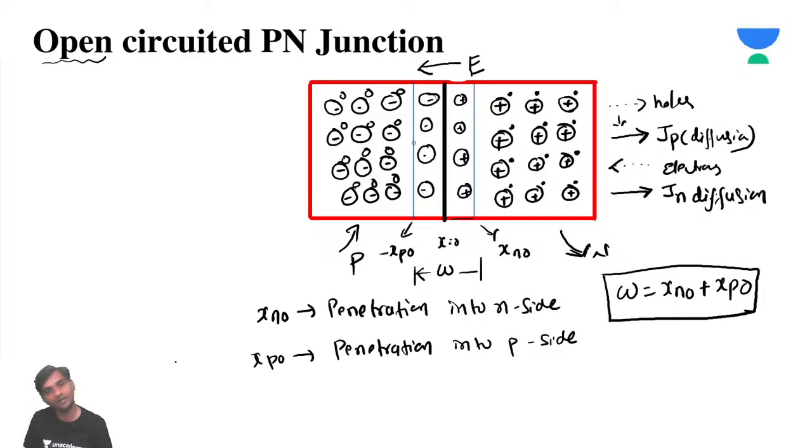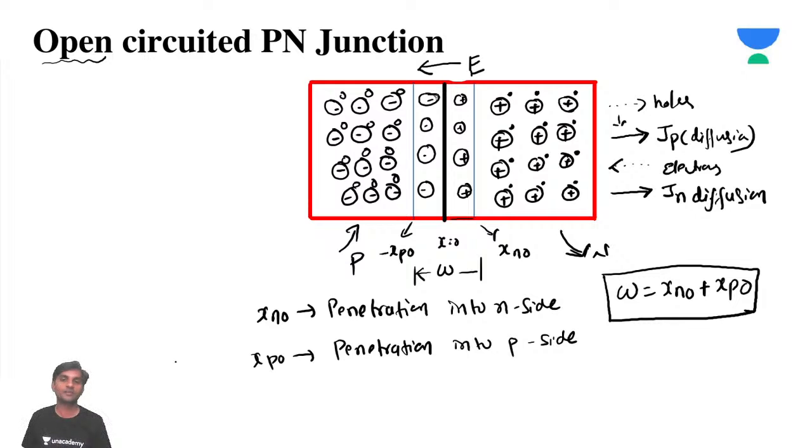So they will be attracted by the positive charge. Similarly, the minority charge carriers in the N region, the holes, will be attracted by the negative charges. So now what happens, sir? There exists another current called drift current. When these are also moving, what happens?